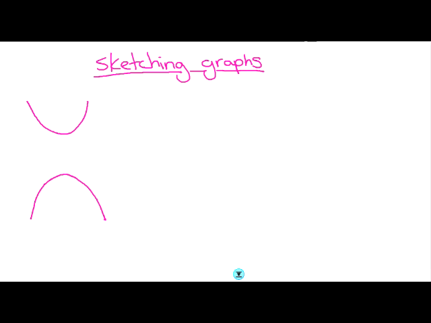Hi there guys, in this video we're going to have a look at how we can sketch quadratics. Now, you should know a quadratic is what we call a parabola and has this U shape or this N shape. Now if we think back to the general equation of a quadratic graph, we have this. Let's put it equals to 0 for now.